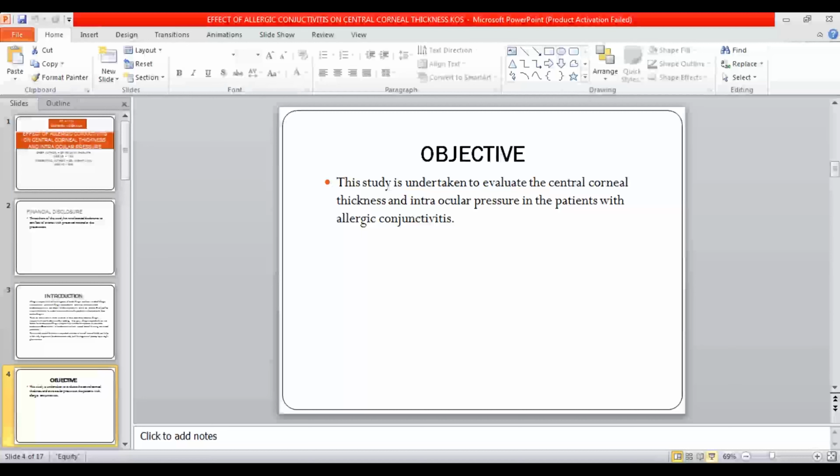The inclusion criteria included the patients who gave informed consent, patient with a history of itching, redness, irritation, chemosis, eyelid edema, and the presence of clinical signs like papillae, giant papillae, micropapillary conjunctivitis, trichiasis.